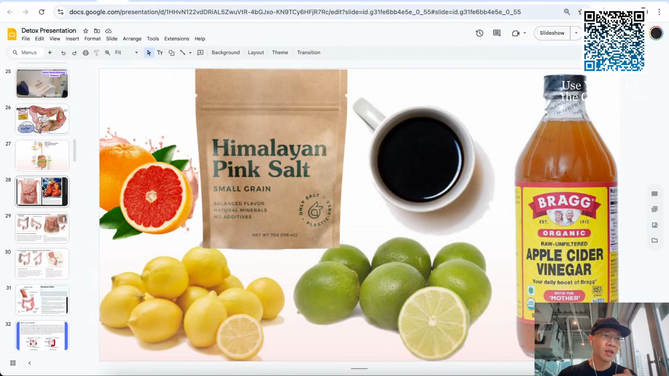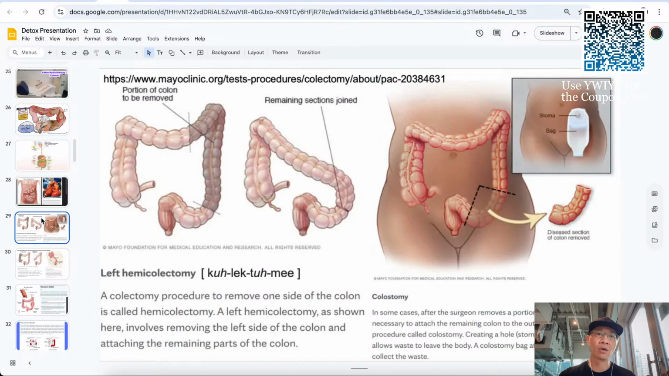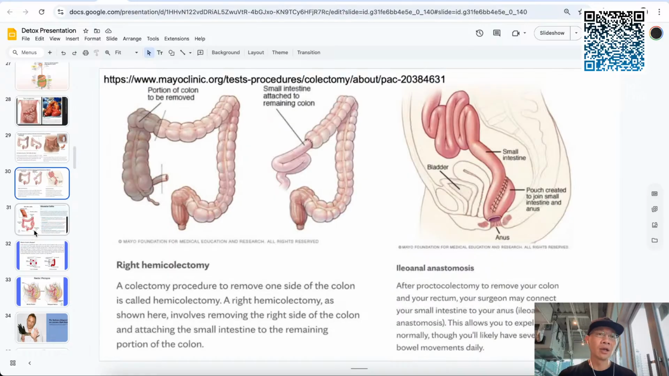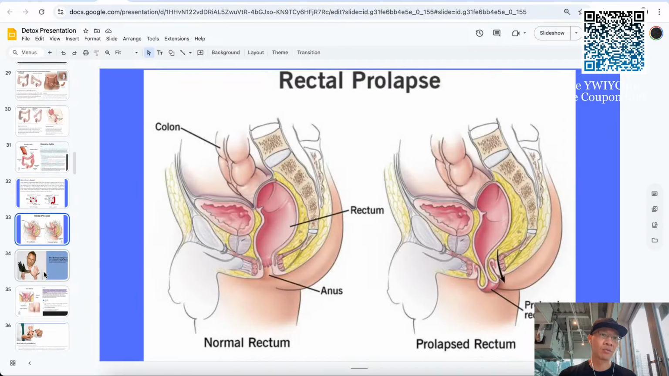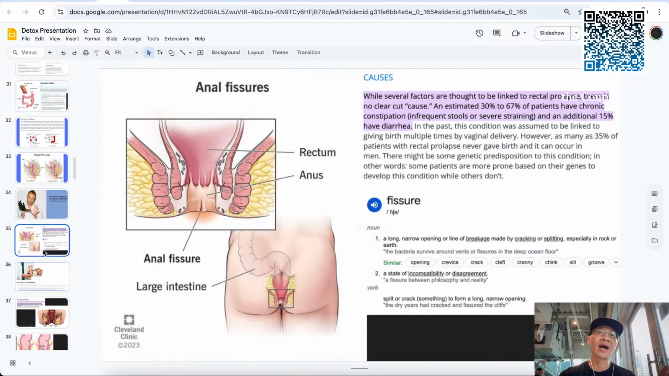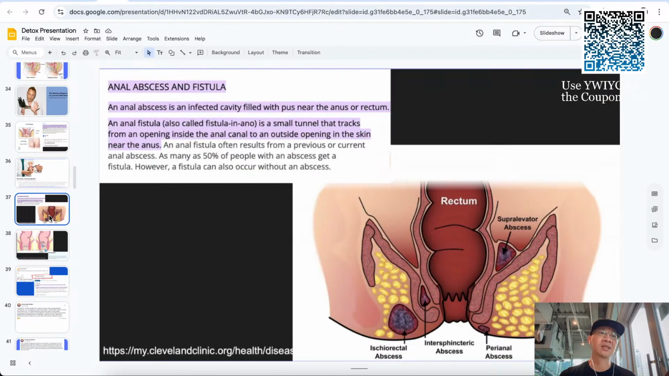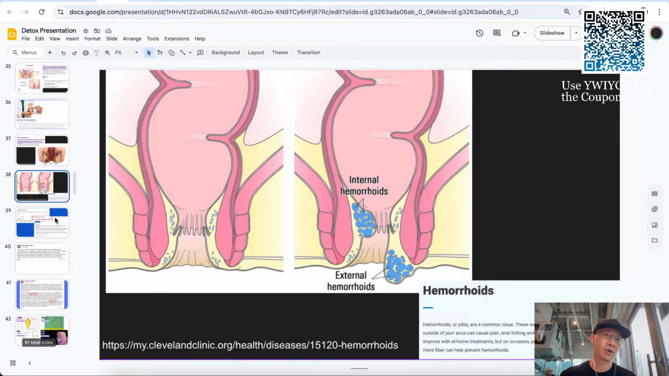And for those individuals that ignore the early signs of chronic constipation, they could be expecting toxic megacolon. They may be dealing with hemicolectomies or colostomy bags. They may be doing anal anastomosis. They may be dealing with Crohn's disease, rectal prolapse. Going to the proctologist, they're going to identify all these different fissures that you may have, or abscesses and fistulas. Maybe they can help you remove some internal, external hemorrhoids.